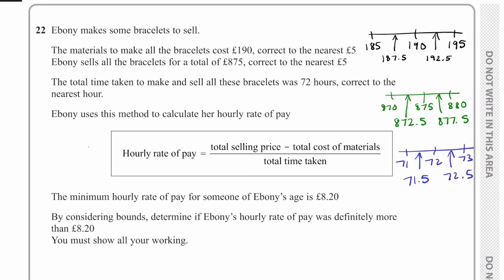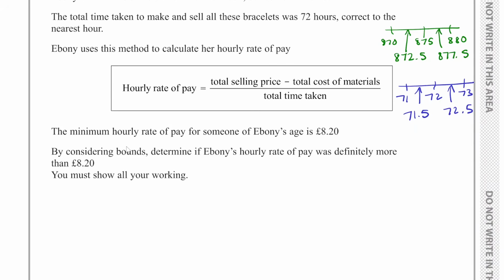Ebony uses this method to calculate her hourly rate of pay. The minimum hourly rate for Ebony's age is £8.20. By considering bounds, determine if Ebony's hourly rate was definitely more than £8.20. So we want to calculate the lower bound. We're going to do that by calculating the smallest possible profit divided by the biggest possible amount of time taken.